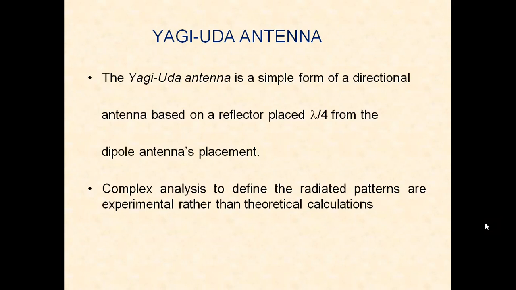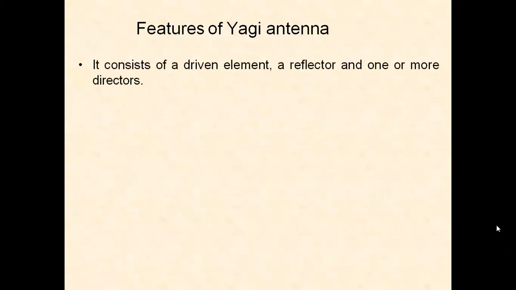Complex analyses to define the radiation pattern are experimental rather than theoretical calculations. We can calculate the radiation pattern based upon the addition of the individual radiation patterns of the different parasitic elements. Now we'll talk about the features of the Yagi antenna. It consists of a driven element, a reflector, and one or more directors.